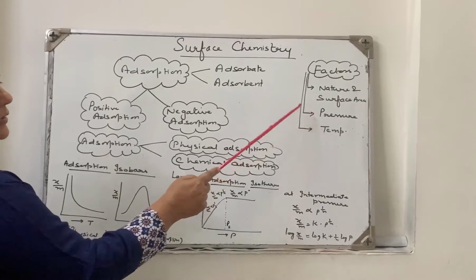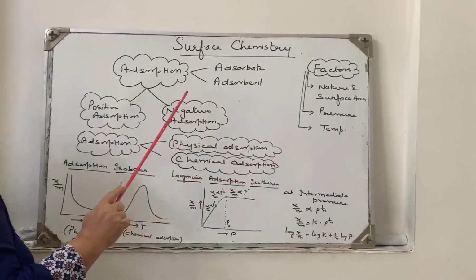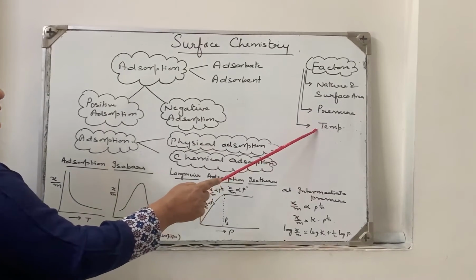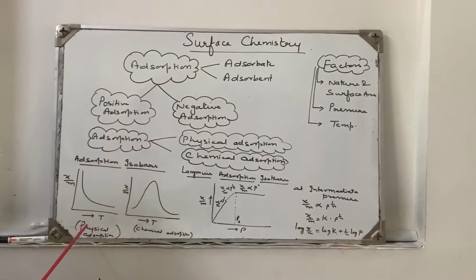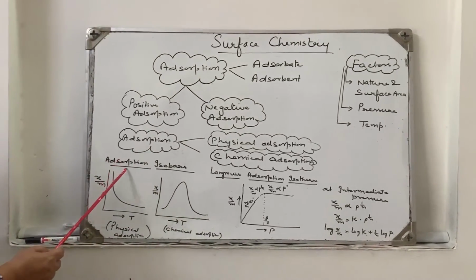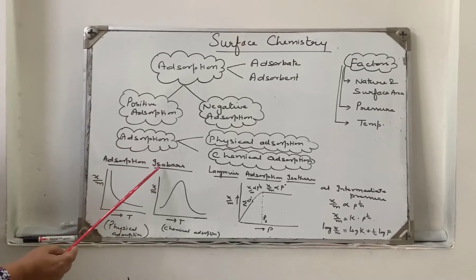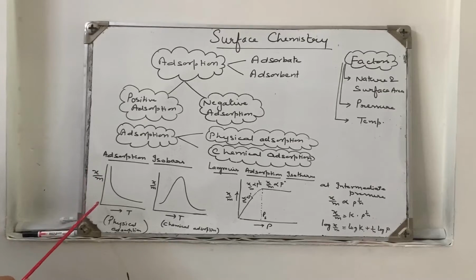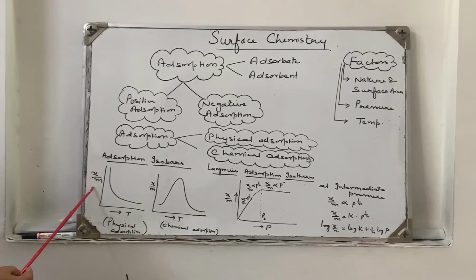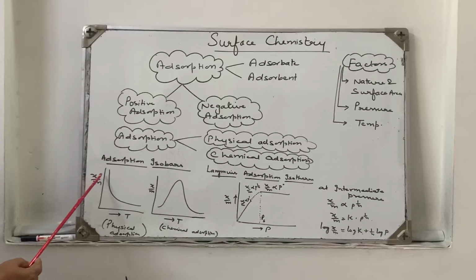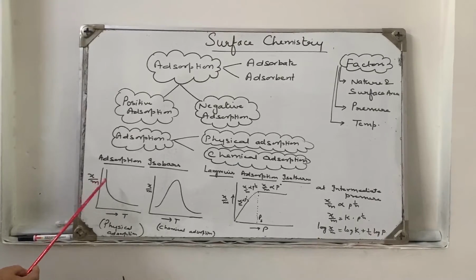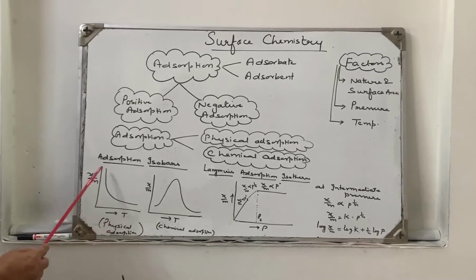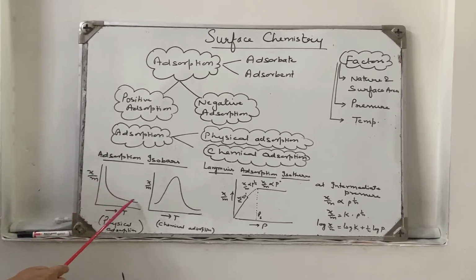Next is pressure. With the increase in pressure, the adsorption will increase. Now we will discuss the temperature effect. While discussing the temperature effect, we will keep in mind physical and chemical adsorption. Adsorption isobars. Adsorption isobars means the pressure is constant here. If we draw a graph between x by m, that is amount of the gas adsorbed per gram of adsorbent, and T is temperature. In the case of physical adsorption, as we increase the temperature, adsorption goes on decreasing.